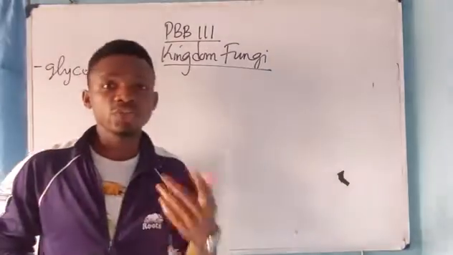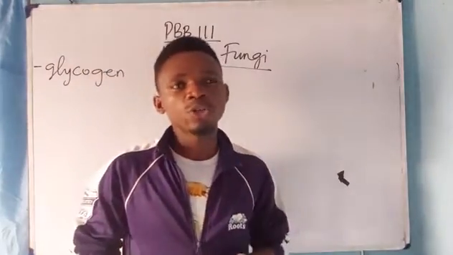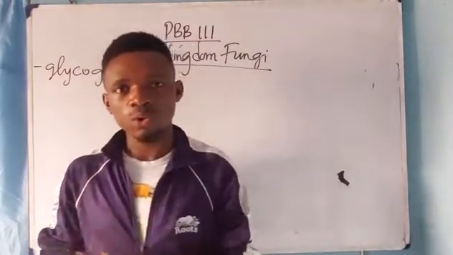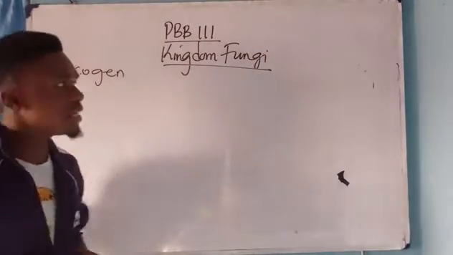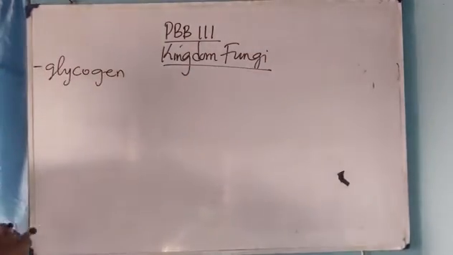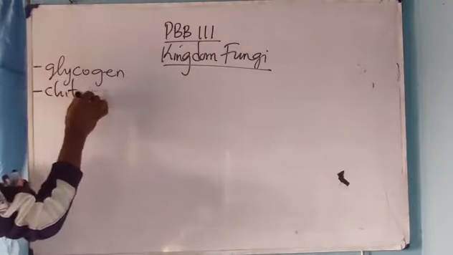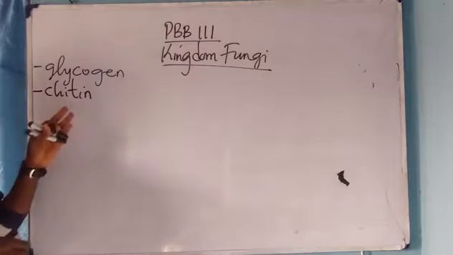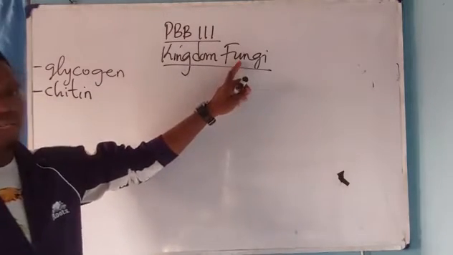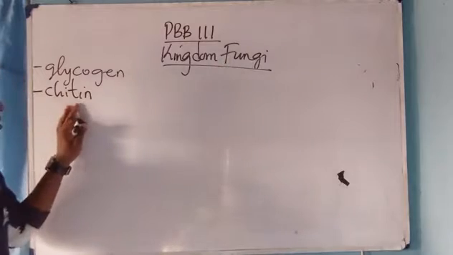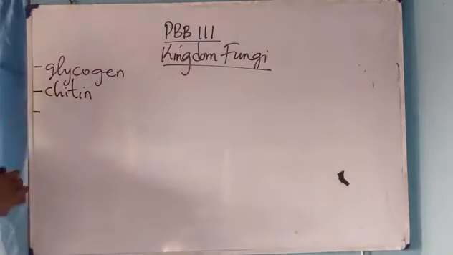In normal green plants, the cell wall is made up of cellulose. However, the cell wall of fungi is not made up of cellulose. It has what is called chitin. Please, the cell wall of fungi is made up of chitin and not cellulose. Take note of that.